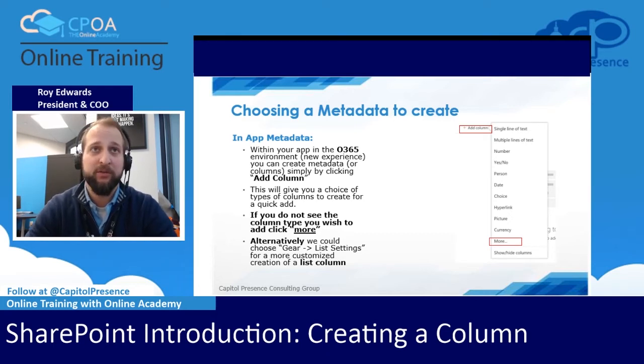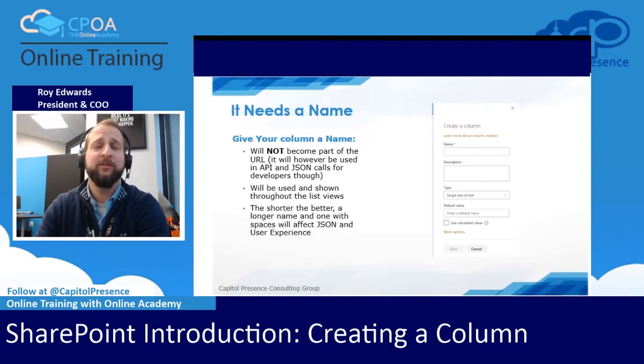Alternatively, you can go to the gear. Gear's always your friend. Go to list settings, and then that would bring up the list where you can add list columns and so on and so forth. But we are sticking with the new experience within O365, which is add column. So we're going to click add column. We're going to choose whatever it is that we want, and then it's going to pop up a sidebar pop-up.